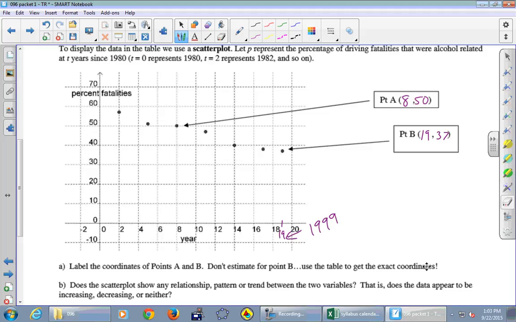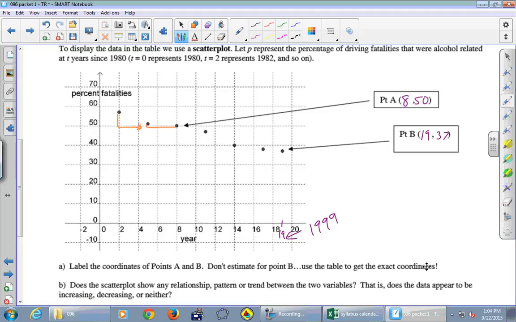So some years, going from like here over to here, I think that's 3 years in time, and we had maybe a 7% decline in the percent fatalities due to drunk driving. But then going from this point to this point, looks like another 3-year decline, but the percent fatalities didn't change by very much, right? Maybe they dropped 1%. So we get more information from the graph than from the table.